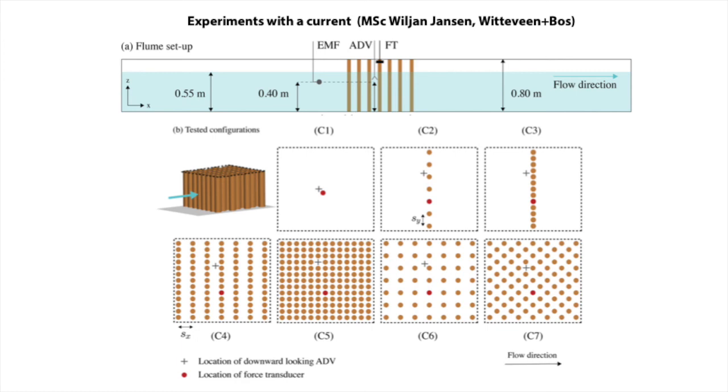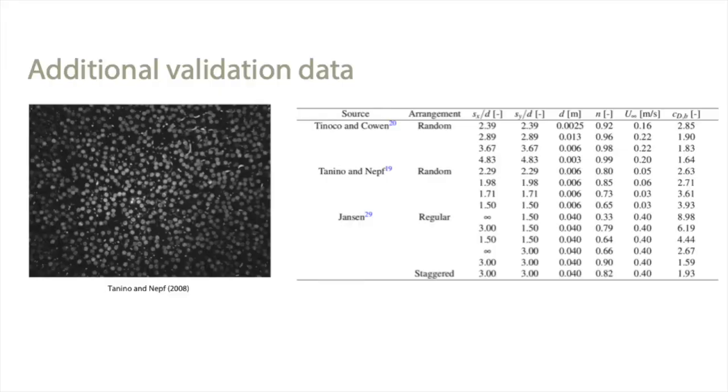Besides his data, we also used the data collected for random cylinder arrangements by Tinoco and Cowen and Danino and Neff. And here you have an overview table with all the data that we used, including the spacing between elements, cylinder diameter, porosity, flow velocity, and bulk drag coefficient. And to validate the model, we consider three situations.